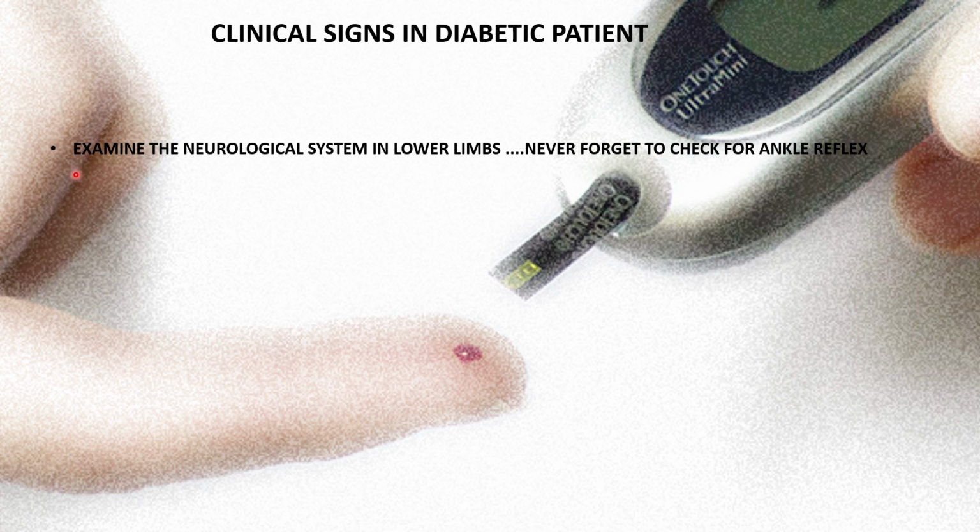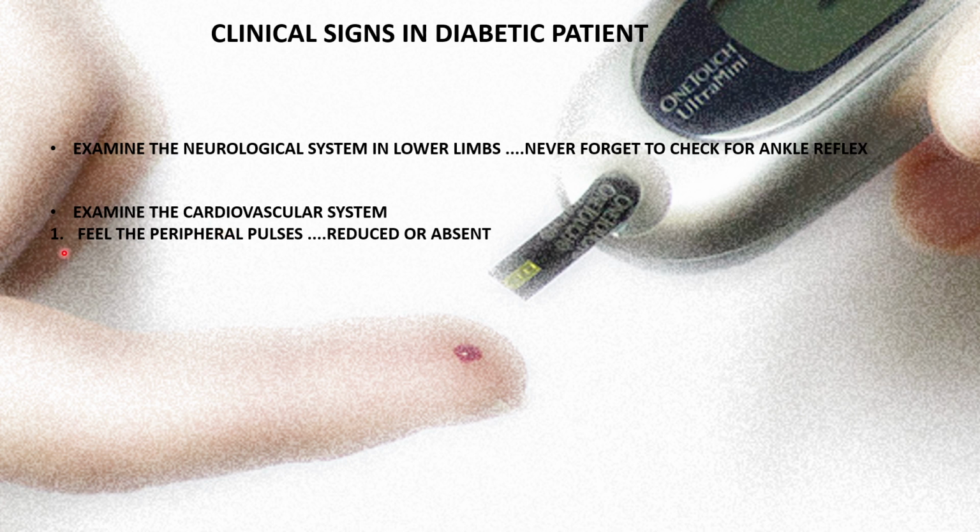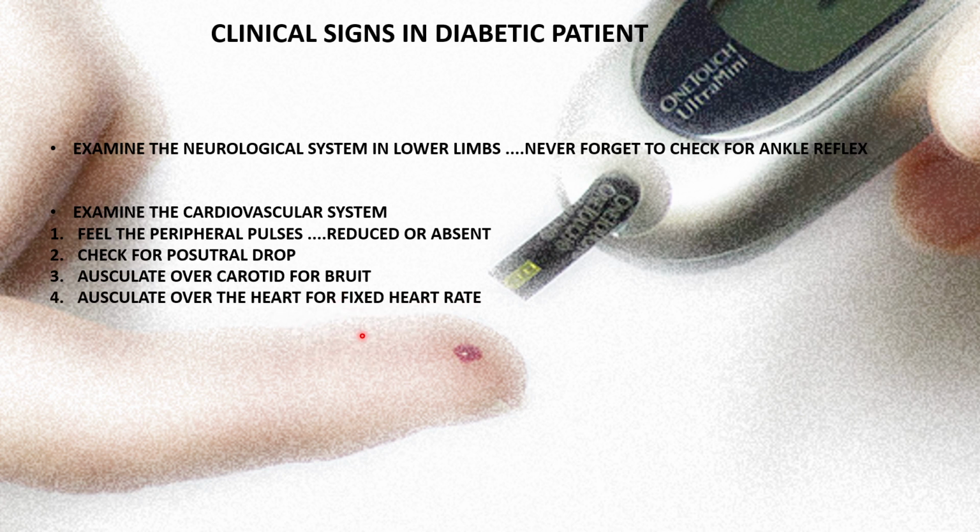Next, we have to examine the neurological system in the lower limb, especially in diabetic patients. Never forget again the ankle reflex, very important. Then examine the cardiovascular system of the patient. Feel the peripheral pulses, which are reduced or absent. Check the postural drop, which is present in diabetic patients. Auscultate the carotid for bruit, because the bruit can be due to atherosclerosis of diabetes, and auscultate the heart for the fixed heart rate, which occurs in diabetic patients.